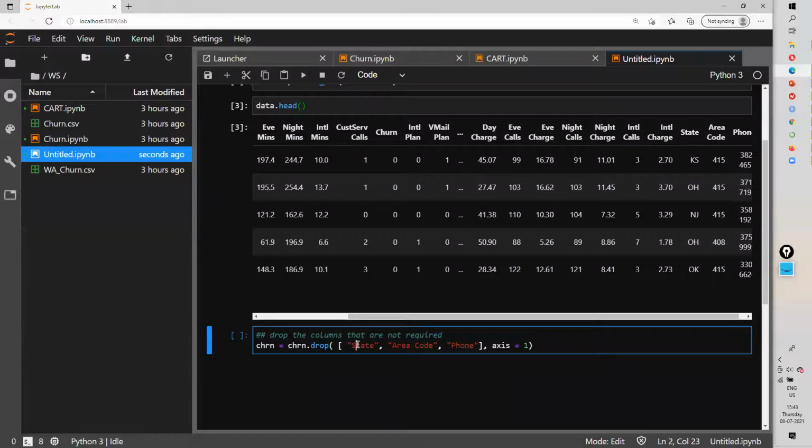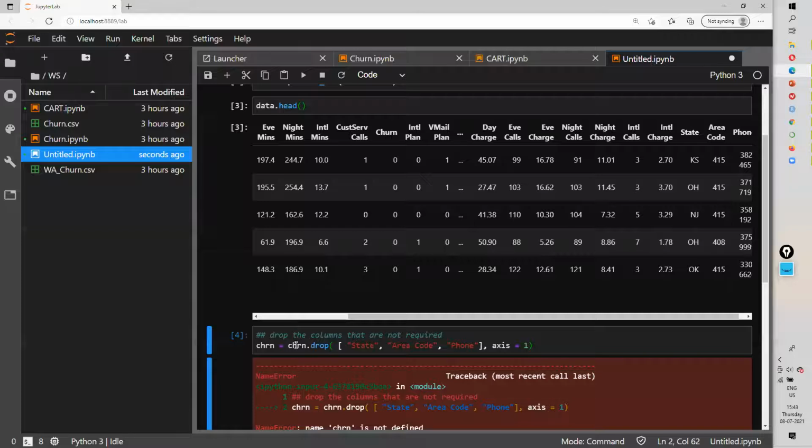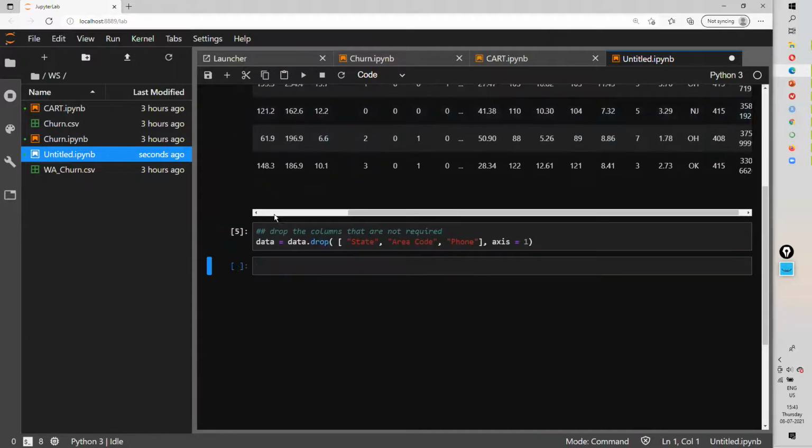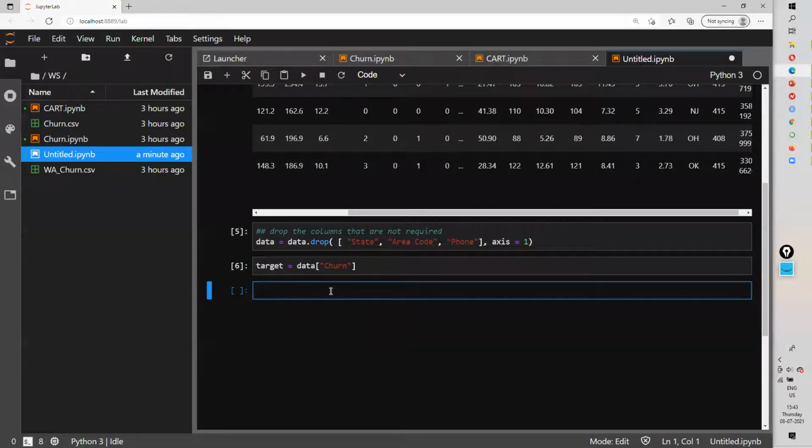And in this case, I am dropping these two because we did not have much to do with these three variables, right? So that's why we are dropping these two. Then we would separate our target variable. Target variable is nothing but this one, data churn. That's our target variable. Except for the target variable, rest of axis is equal to 1.